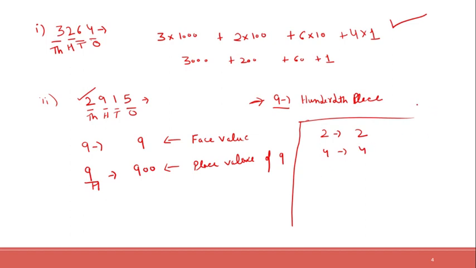Let's say I have the number 2915 written here again. The face value of 9 is 9. But what is the place value of 9? It is at the hundreds place. So the place value of 9 will be 9 into 100, that is 900. Get my point? So let's move forward.